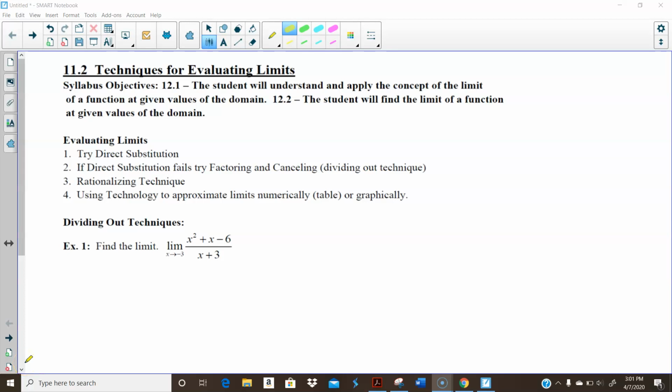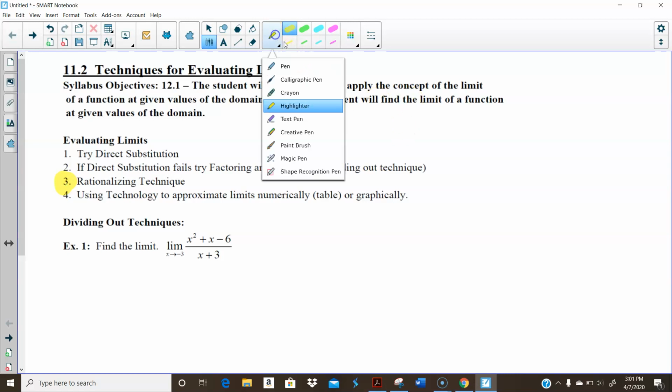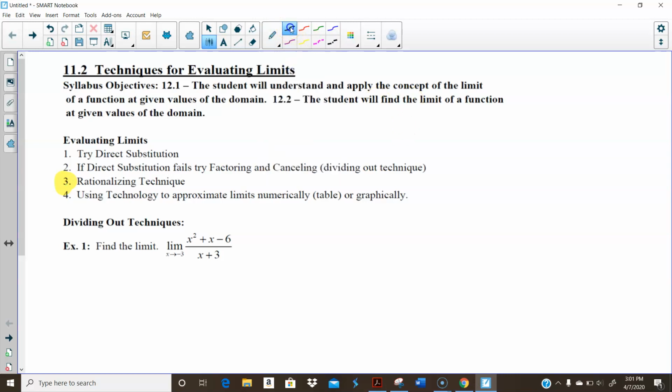In 11.2, we're going to continue our techniques for evaluating limits. So a lot of this will be the same. There is one new technique we are adding to this lesson, and it's the rationalizing technique, which I will show you in example 3. So let's go ahead and practice some of our methods that we have used from 11.1.